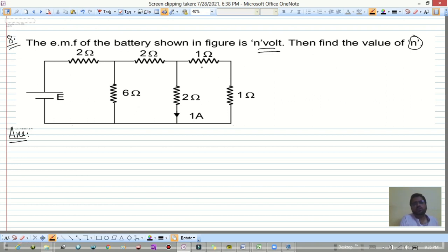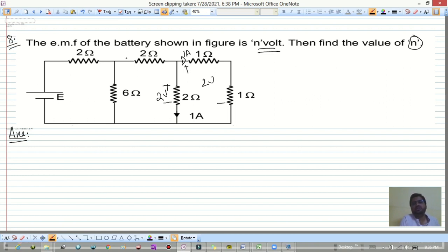So this is 2 ohm. This is 2 ohm. And across this we have 2 volt, right? Because 1 into 2 is 2 volt. So across this also 2 volt. What is the current? 1 ampere.